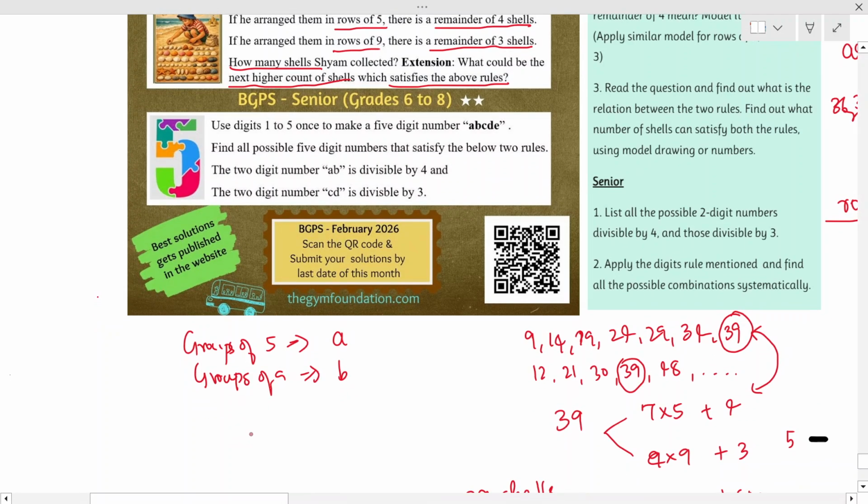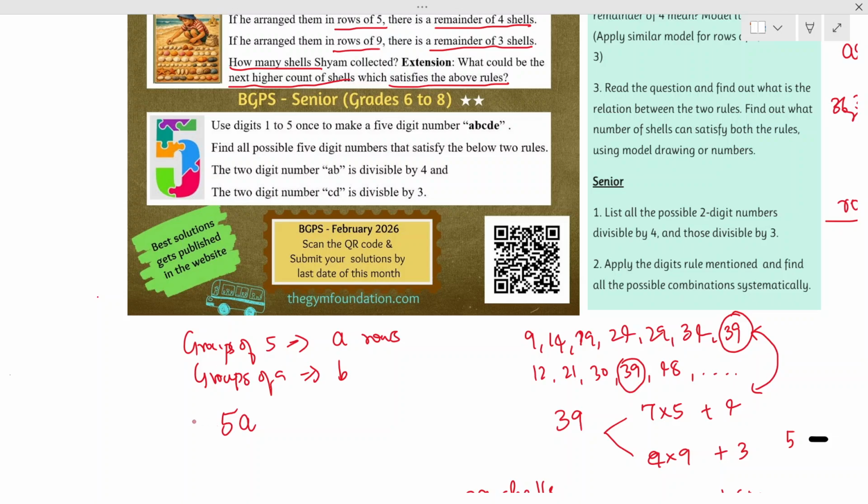We don't know how many shells there are, but we know that rows of 5 means multiples of 5, groups of 5. So if there are a number of rows, the groups of 5 will become 5a. And then it says it is not exactly divisible. It has a remainder of 4.